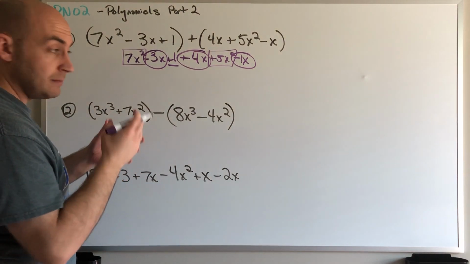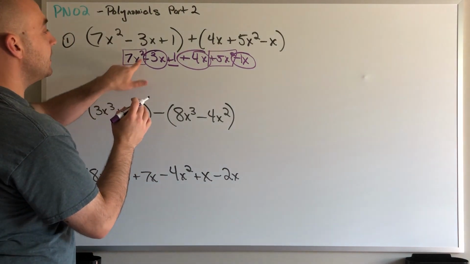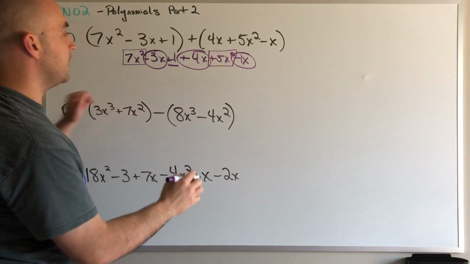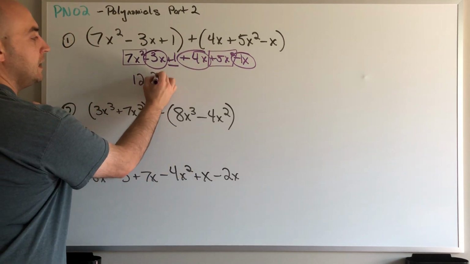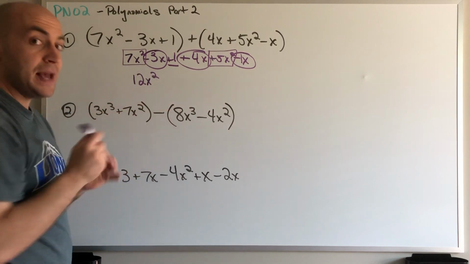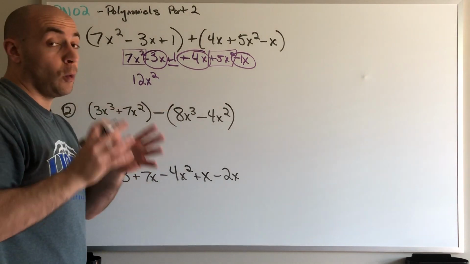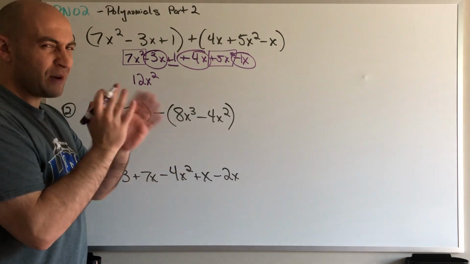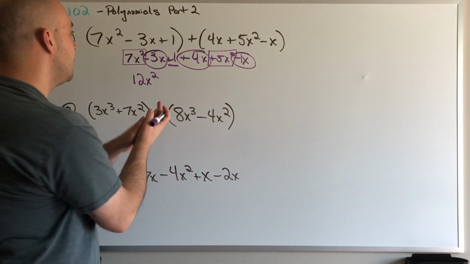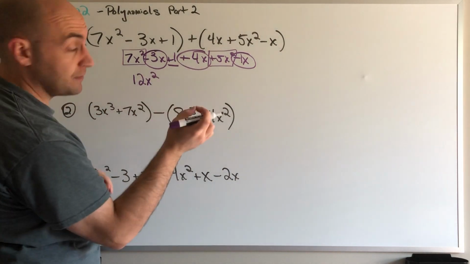So now let's combine the shapes that are the same. 7x squared plus 5x squared, that's 12x squared. I'm not doing anything with the exponent. The exponent is just there for me to say, oh, those are like terms. But I don't actually do anything with the exponents. I just put them together. I'm adding the coefficients, the numbers in front.